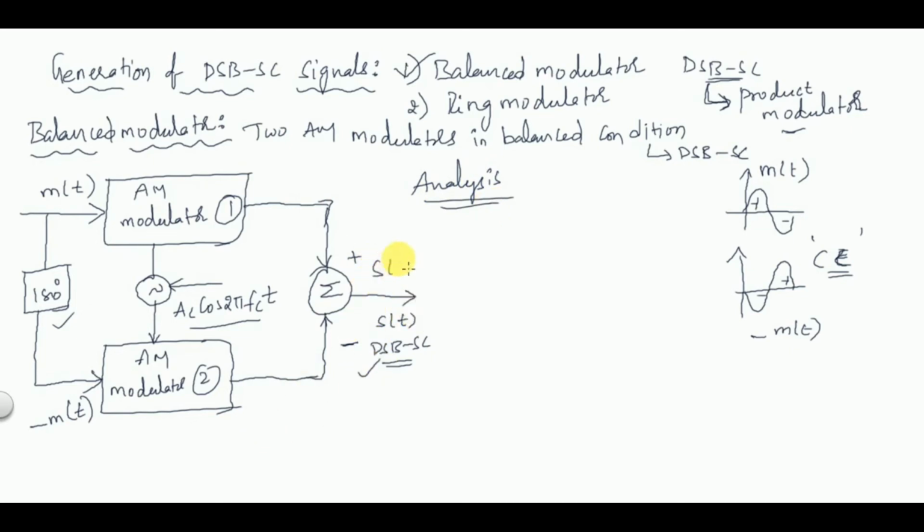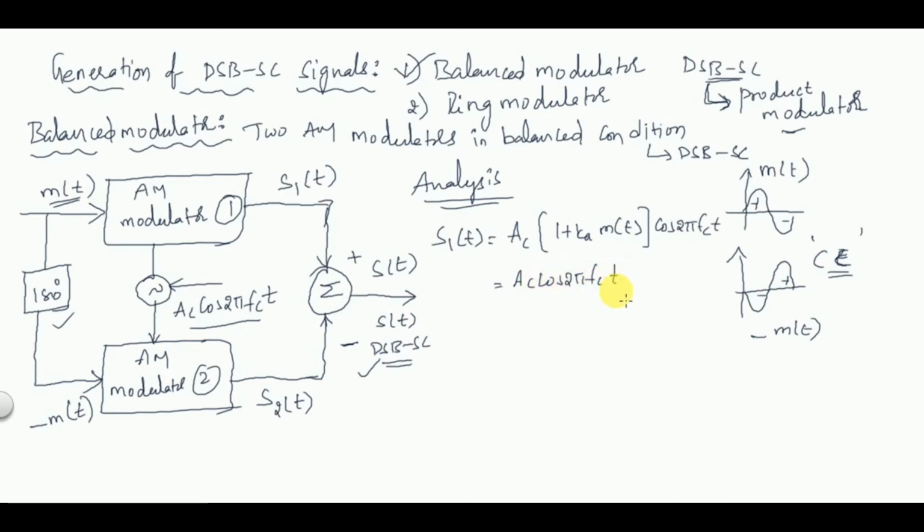We take the output as s(t), considering this one as s1(t) and this one as s2(t). s1(t) is the output of the AM modulator which has inputs m(t) and Ac cos 2 pi fc t, so it is the normal AM modulator output. s1(t) is given by Ac into 1 plus Ka m(t), into cos 2 pi fc t. So this is Ac cos 2 pi fc t plus Ac Ka m(t) cos 2 pi fc t.